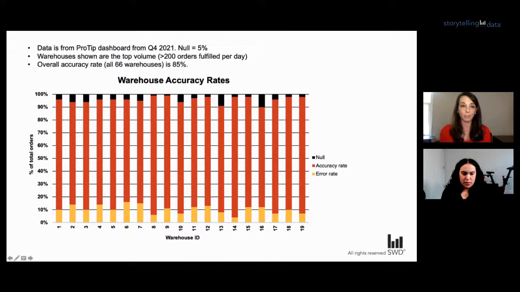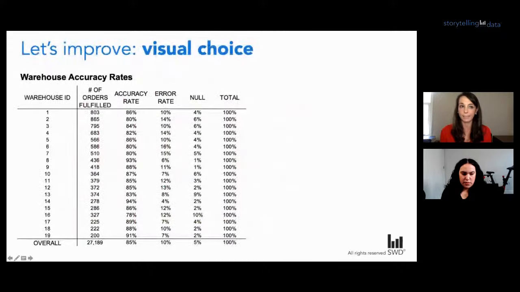So I'm going to step out of this chart for just a second and show you the underlying data in a table. So that looks like this. Along the left-hand side, we can see our warehouse ID. That's the numeric values that we see. And then we have a couple columns of data. We've got the total number of orders that were fulfilled, the accuracy rate, the error rate, and how that sums to the percentage of total.